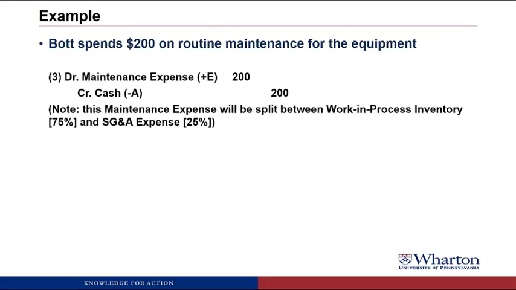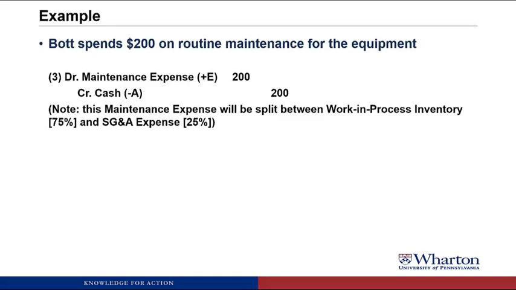So for the journal entry, we're going to credit cash for $200 because we're spending $200 cash. And we're going to debit maintenance expense because, as routine maintenance, this gets expensed immediately. It doesn't get added to the asset and depreciated over time. Now, a little caveat here is that this is a little bit more complicated than this.